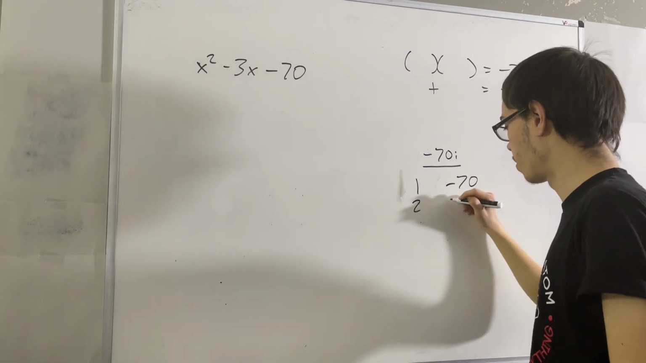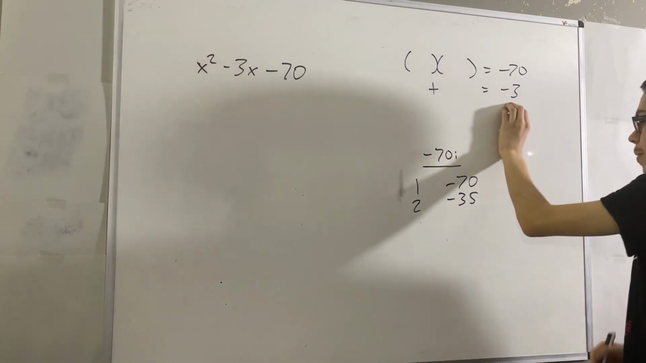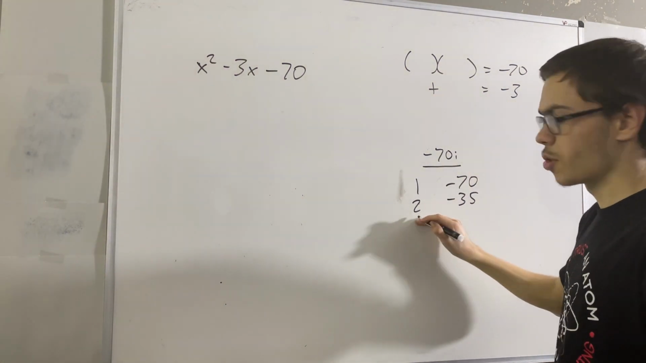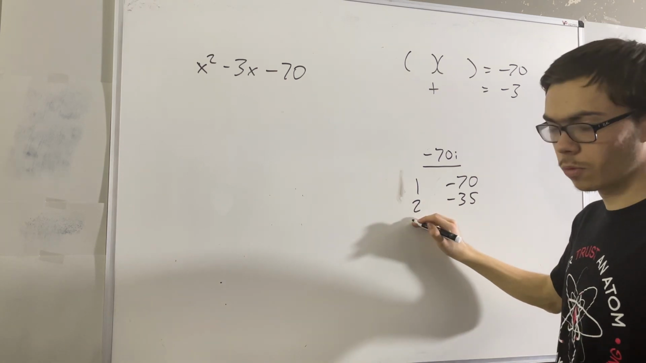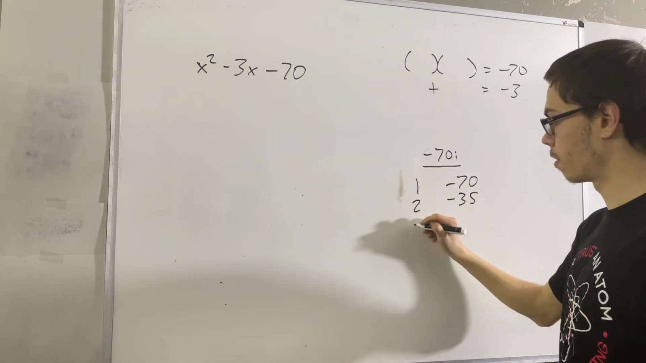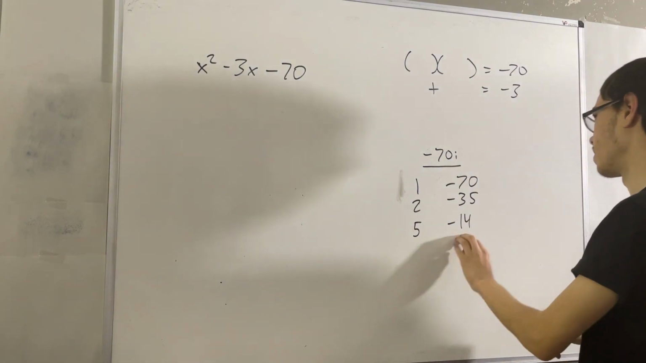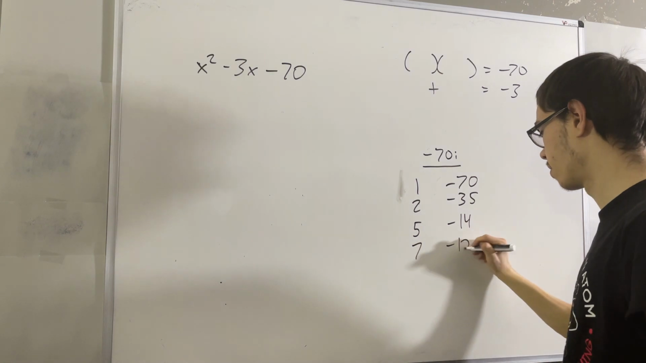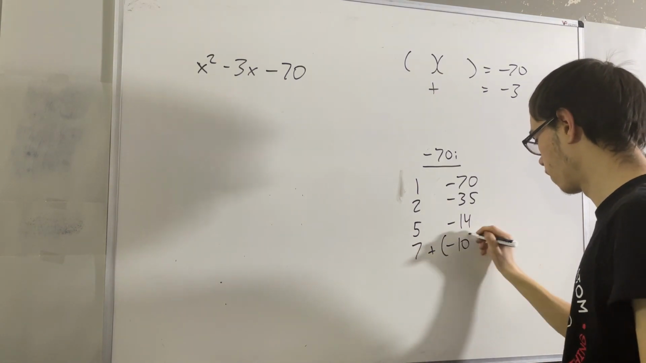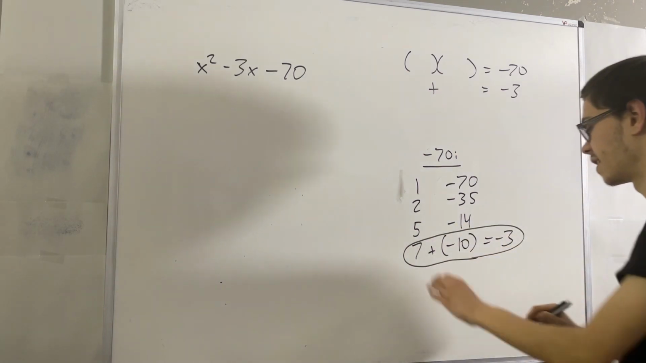So if we choose 2 in this case, -35 would correspond to that. Again, it doesn't add to -3, we got to keep going. 3 doesn't work, right? 70 is not divisible by 3. 4 doesn't work, right? 70 is not divisible by 4. If we choose 5, this will be -14. But again, doesn't add to -3. 6 doesn't work, but 7 does. And when you add these two together, you get -3. So this is the pair that you're looking for, 7 and -10.